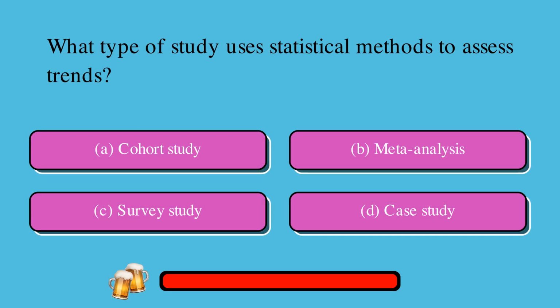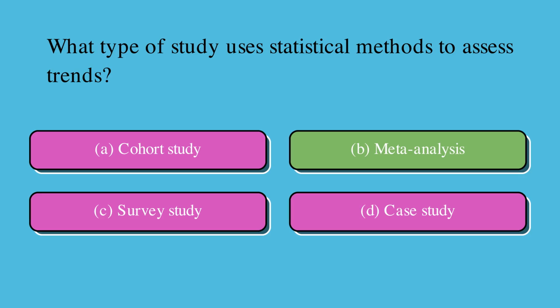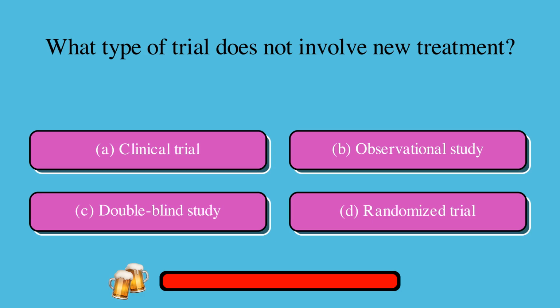What type of study uses statistical methods to assess trends? A. Cohort study, or B. Meta-analysis, or C. Survey study, or D. Case study? The correct answer is B. Meta-analysis. What type of trial does not involve new treatment? A. Clinical trial, or B. Observational study, or C. Double-blind study, or D. Randomized trial? The correct answer is B. Observational study.